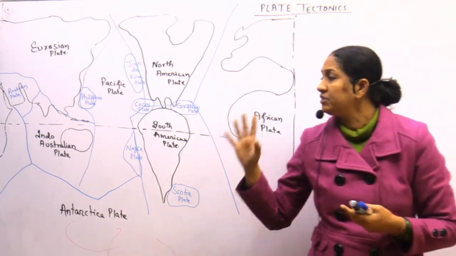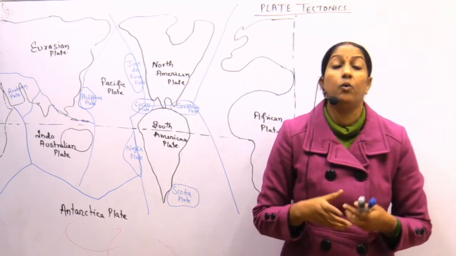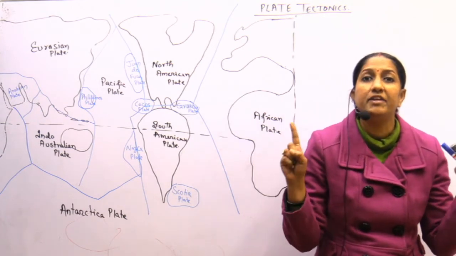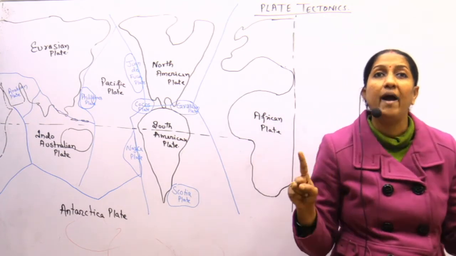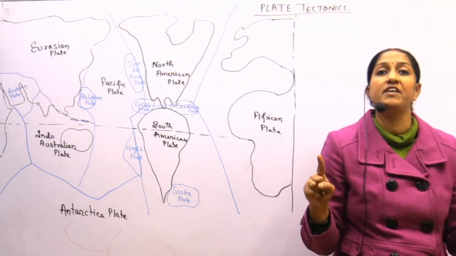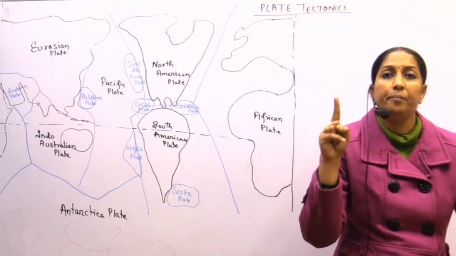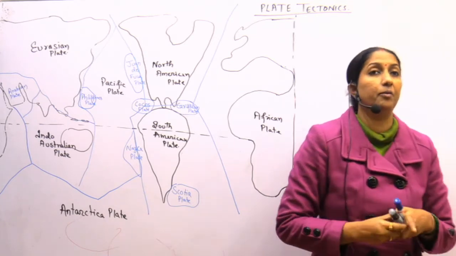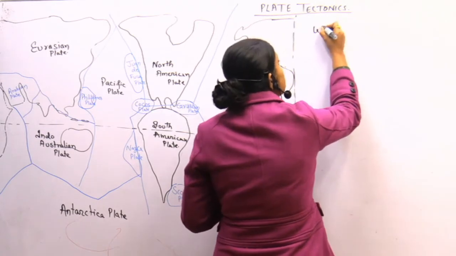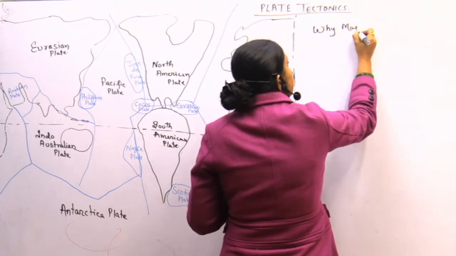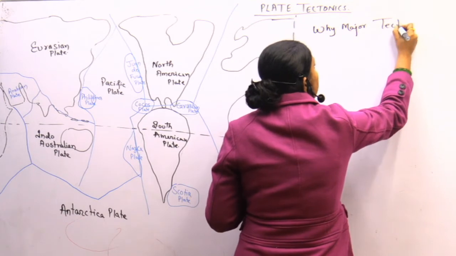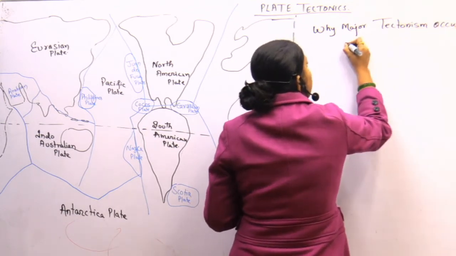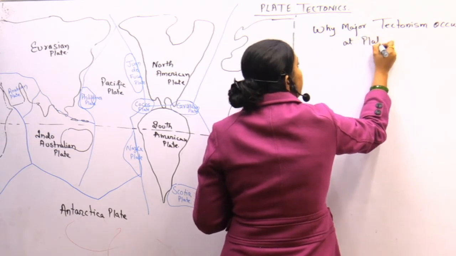So till now we discussed what a plate is, what tectonism is. But here the major question is why the major tectonism occurs along the plate boundaries. Why not at the interior part of the plate? So the question is why major tectonism occurs at the plate boundaries.